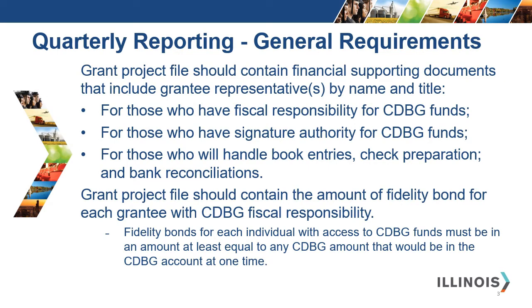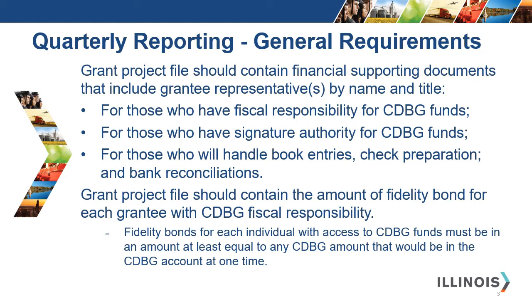First, we should go over a few general requirements that will help you with your reporting. Your project files should contain documents with the names and titles of the grantee's representatives that have fiscal responsibility, that have signature authority, and those who will perform book entries, check preparation, and bank reconciliations. These representatives should be covered by a grantee fidelity bond that is for an amount at least equal to any CDBG amount that would be in the grantee's CDBG bank account at one time.